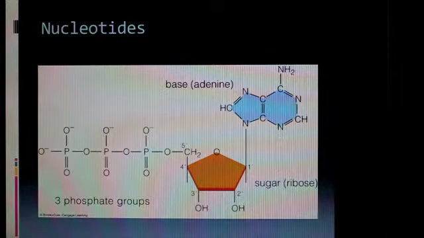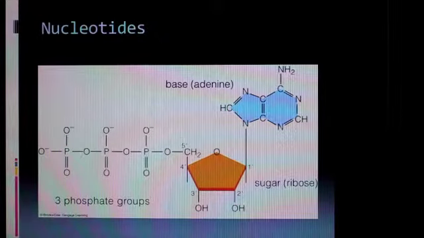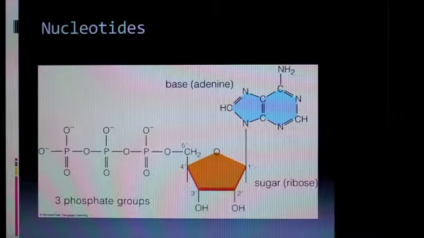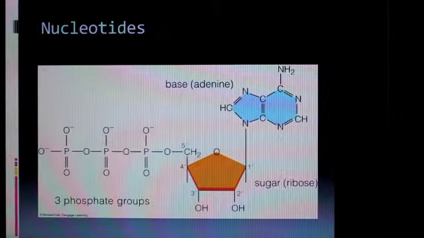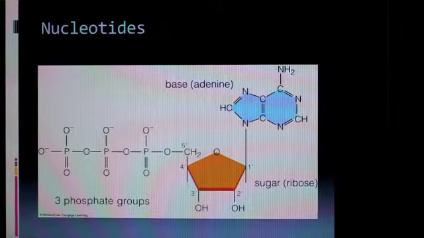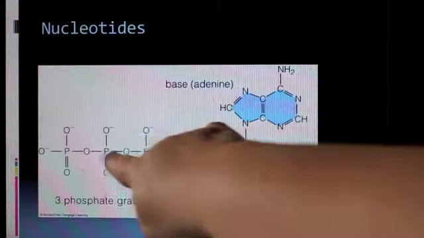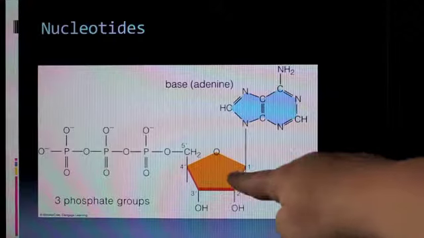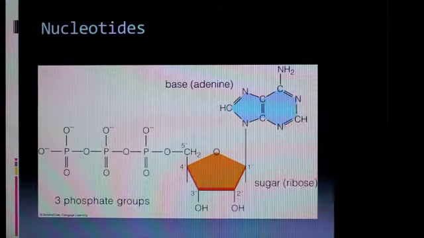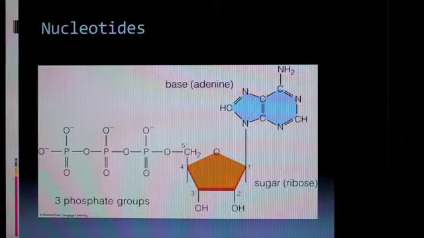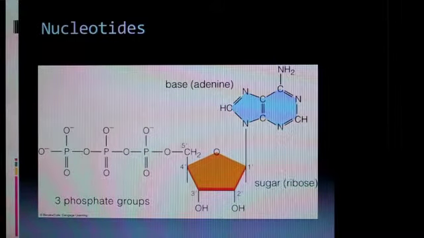So here is a nucleotide. This is one of the monomers in the nucleic acid polymers. Monomers and polymers again. So here is one nucleotide. You can see you've got phosphate groups over here. You've got a sugar here, and then this part here is the base. There are 4 different bases that you can have: adenine, cytosine, thymine, and guanine.